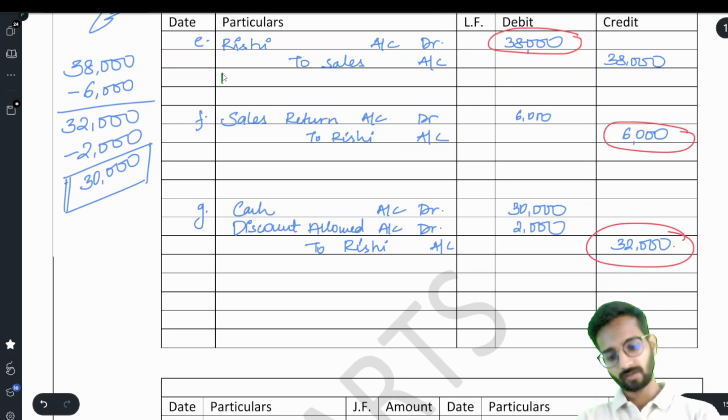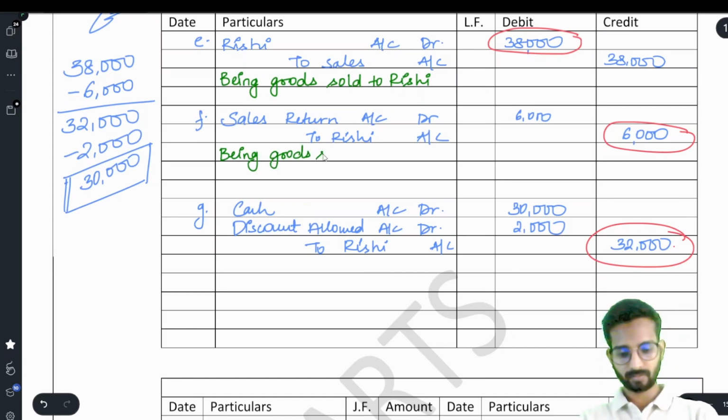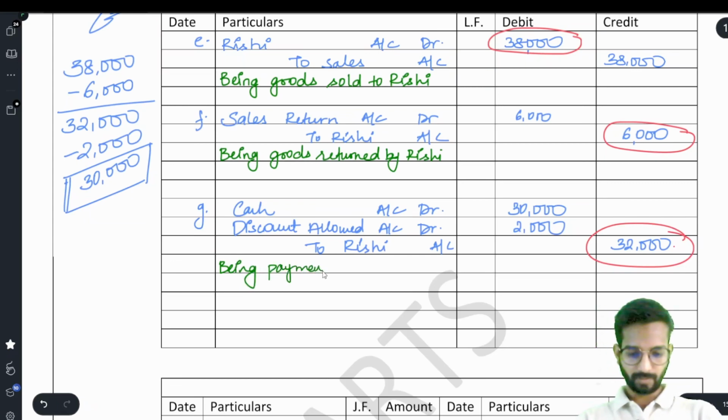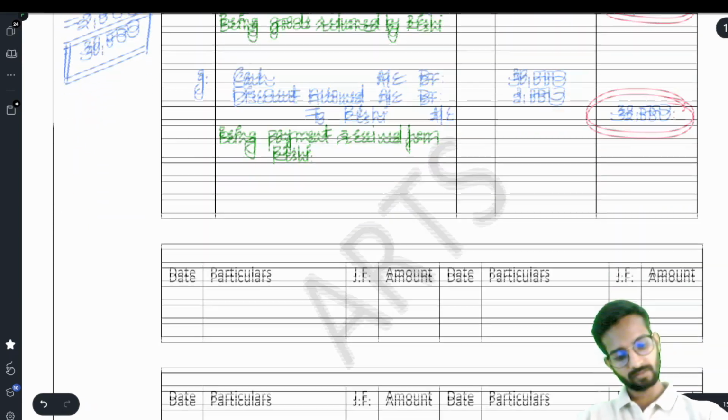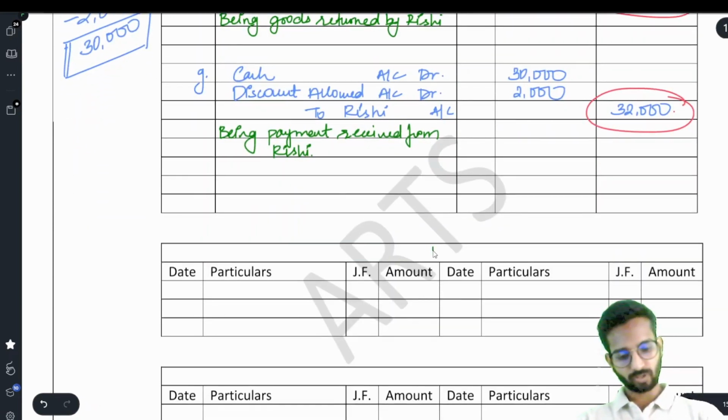Narration will be, see, being goods sold to Rishi, being goods returned by Rishi, being payment received from Rishi, and that is our answer. Now we can prepare here Rishi account. It will give us more clarity.